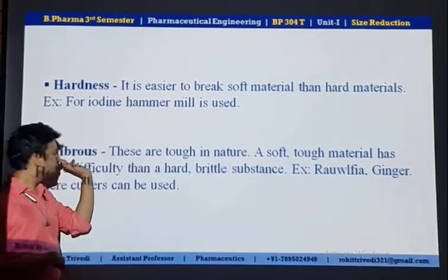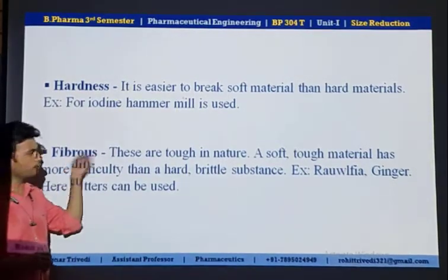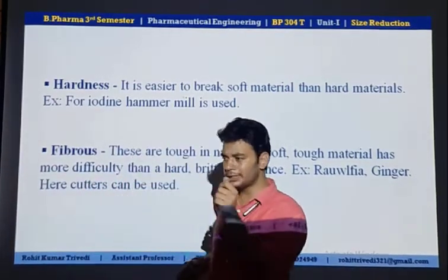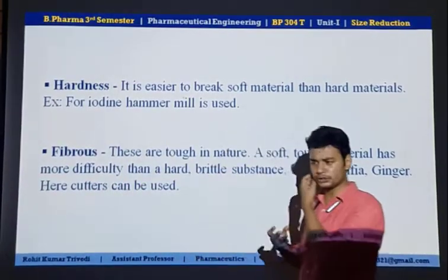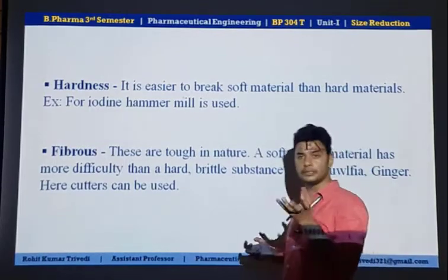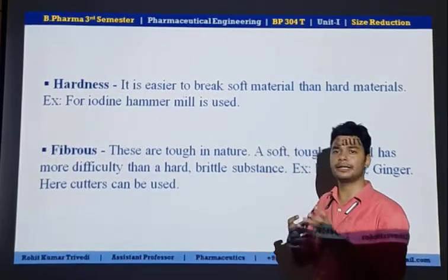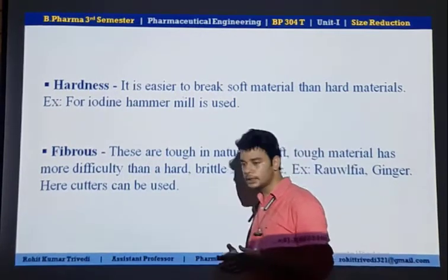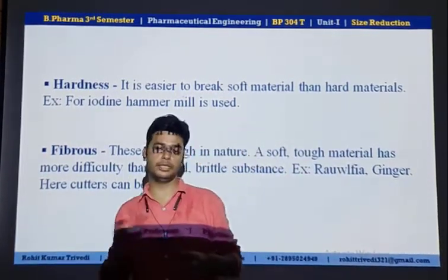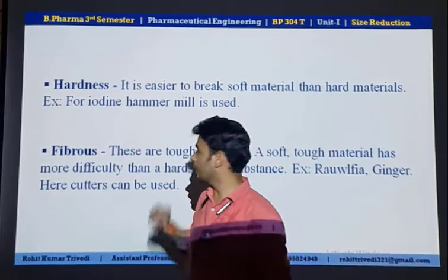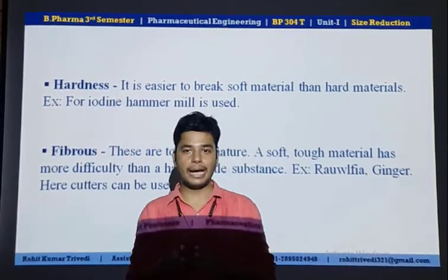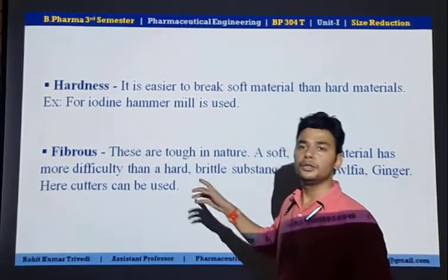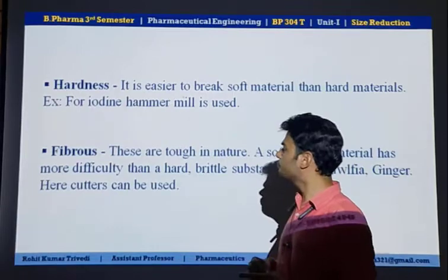Next is the fibrous nature. A few sorts of materials are tough in nature. Tough in nature means the fibrous materials, and the leather material, we cannot reduce the particle size of those materials very easily. Generally we require specialized machinery for them. We cannot reduce the size of fibrous material by using only the impact mechanism. Generally we require cutter mills for reducing the size of the fibrous materials.